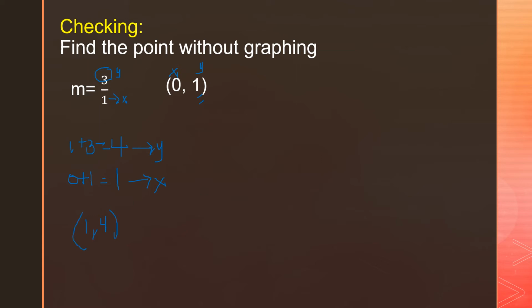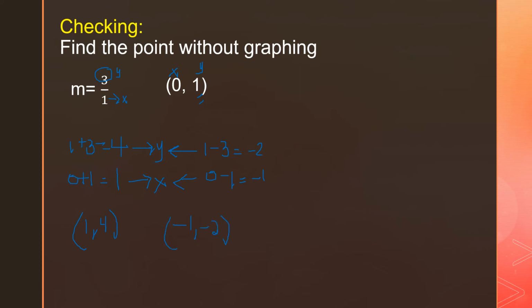You can also use subtraction. So that can be 1 minus 3. It will give us a negative 2. 0 minus 1 will give us negative 1. Therefore, the ordered pair is negative 1, negative 2.